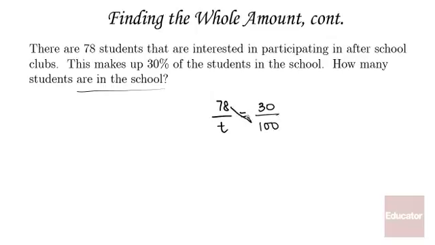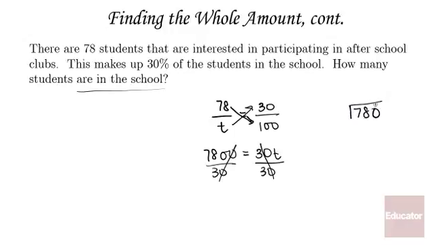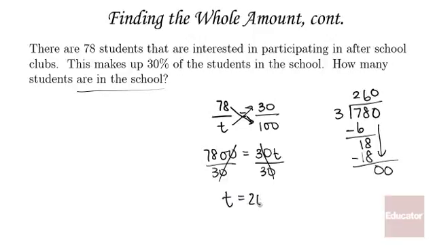So I'm going to cross multiply, and that's going to be 7,800 equals 30T. Then I'm going to divide both sides by 30. 30 and 30 cancel. In this case, I can cancel out these zeros and I can divide smaller numbers. 780 divided by 3. It goes in twice, and it'll go into 18 6 times perfectly, and the final 0, 0. So the total students is 260.